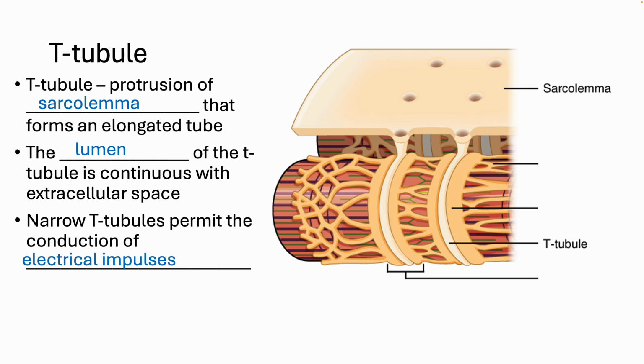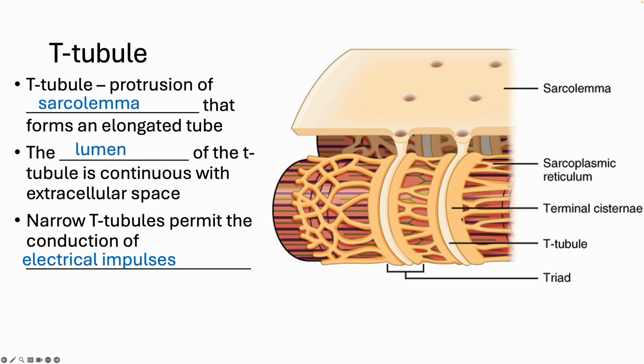This permits the conduction of electrical impulses very rapidly, and it's going to, with portions of the sarcoplasmic reticulum, act as a triad. So you have this terminal cisternae of the sarcoplasmic reticulum. Then you have the T-tubule, and then another terminal cisternae that make up the triad.